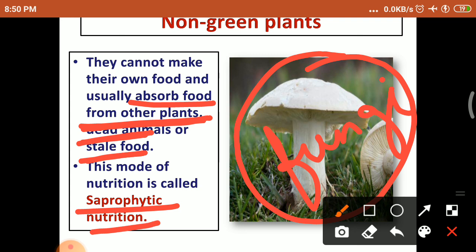Just as the insectivorous plant traps the insect and gets its nutrients from the insect, in the same way this type of plant gets the nutrients from other plants, dead animals and stale food. So this mode of nutrition is called saprophytic nutrition.